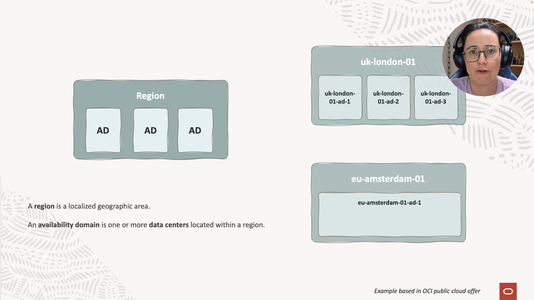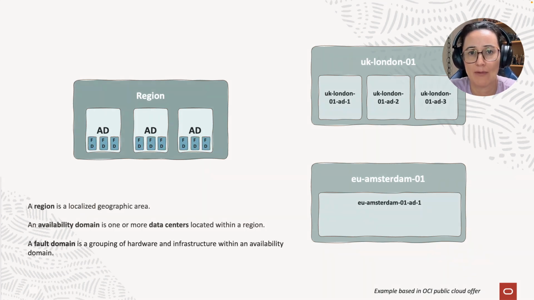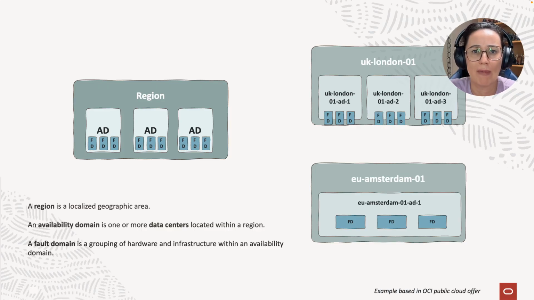And the last, the fault domains. A fault domain is a logical grouping of hardware within an availability domain. Each availability domain is divided into 3 fault domains. These domains provide further isolation within an AD. If a hardware failure or maintenance event impacts one of the fault domains, the other two remain unaffected. This allows you to design your workloads for high availability even within a single AD.